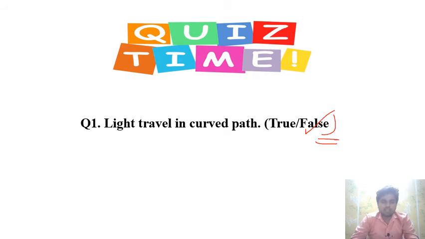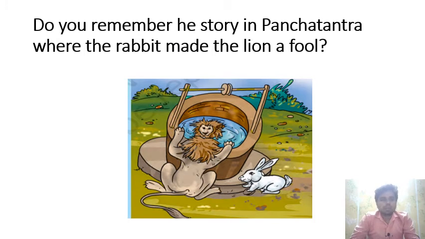So moving to the next part. Students, do you remember the story of Panchtantra where the rabbit made the lion a fool? The story was that the lion would eat one animal each day. So the rabbit told the lion that there is one animal present inside the well. So what did the lion do? He jumped into the well. Why? Because he saw his own reflection in the well.